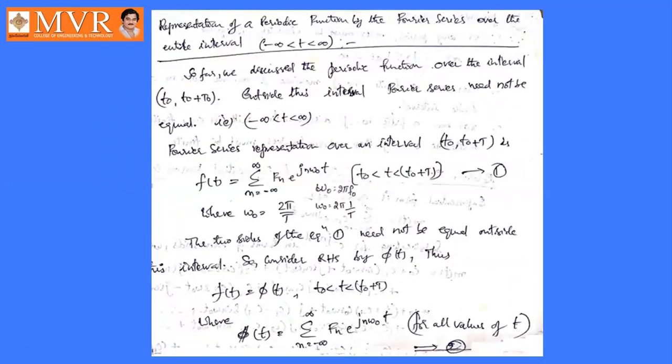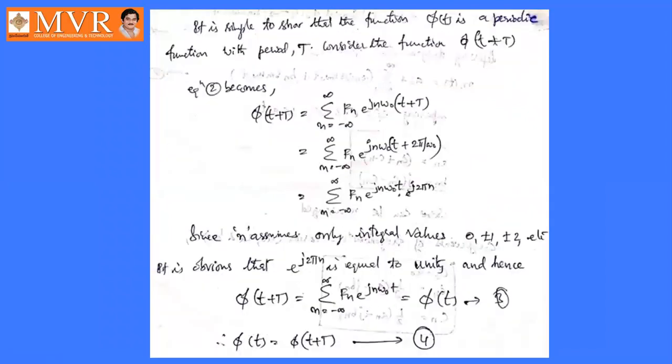So next we will derive the representation of a periodic function by the Fourier series over the entire interval. So far we discussed the finite interval only, where the Fourier series is equal, but we want to say that the Fourier series is equal over the entire interval. So we have to look at the right hand side. The right hand side should be proved as periodic. If it is proved as periodic, then we can say that the Fourier series is equal over the entire period. Okay, so phi of t equal to phi of t plus t.